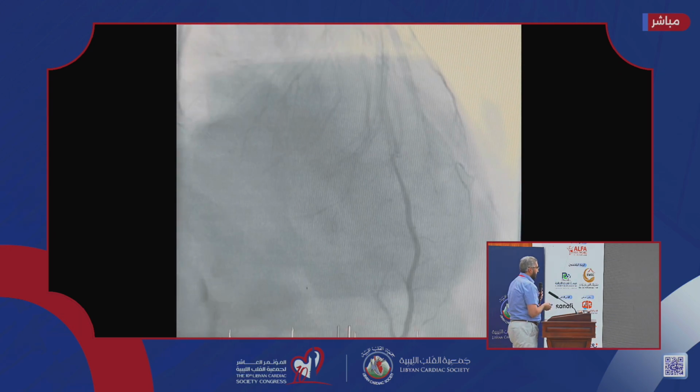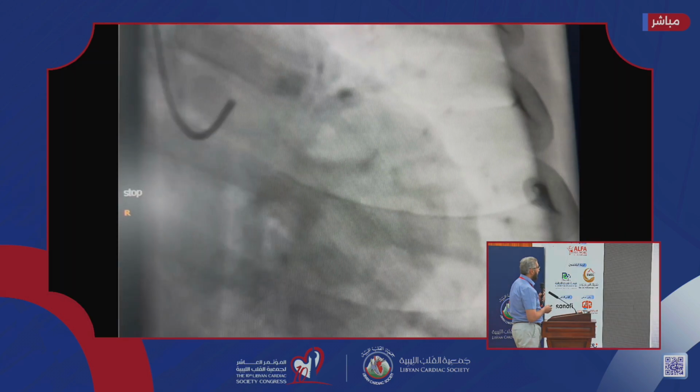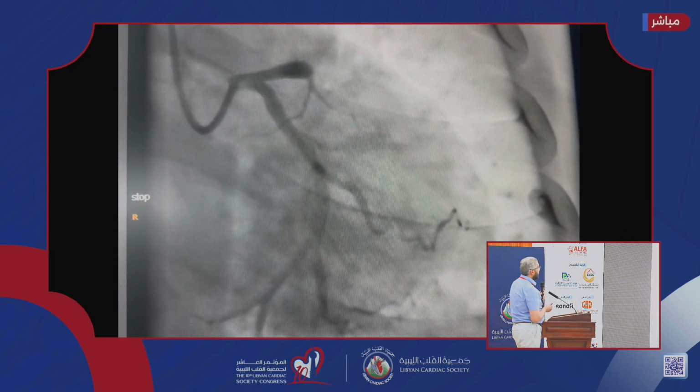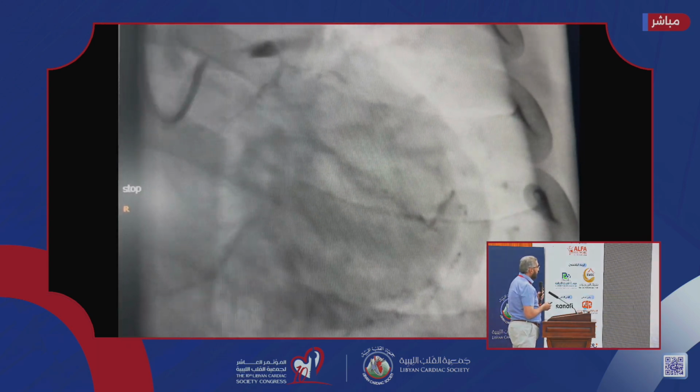And this was the end result of this patient. Case number 2 is a 46-year-old gentleman who is a heavy smoker. He presented with severe chest pain. His ECG was in keeping with anterior ST elevation myocardial infarction. He was preloaded with aspirin and ticagrelor and was transferred immediately to the cath lab. His coronary angiogram showed acute occlusion of the LAD proximally.